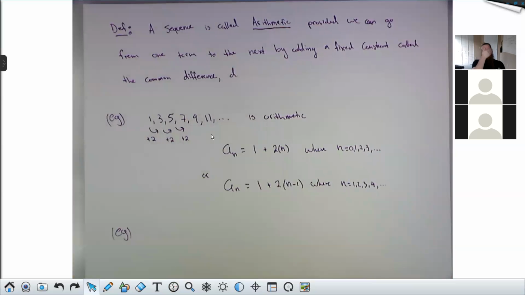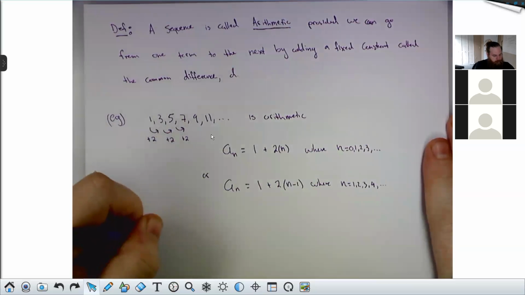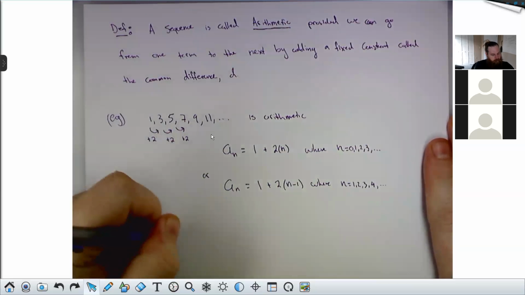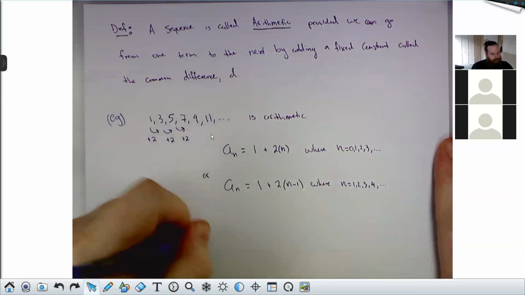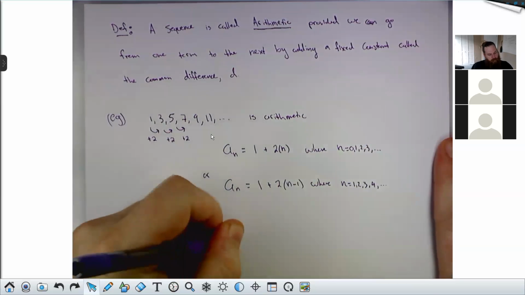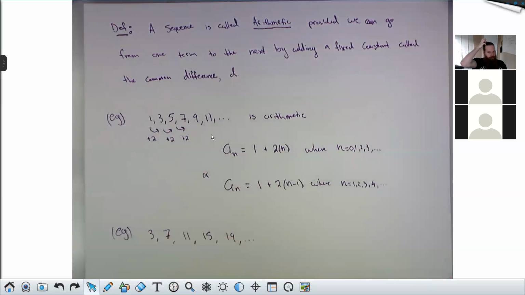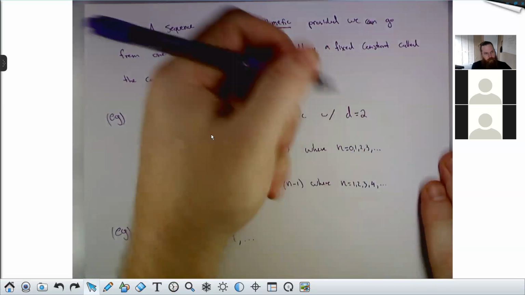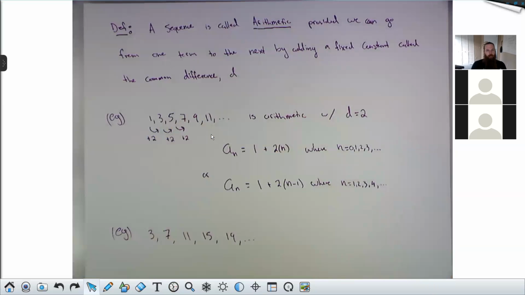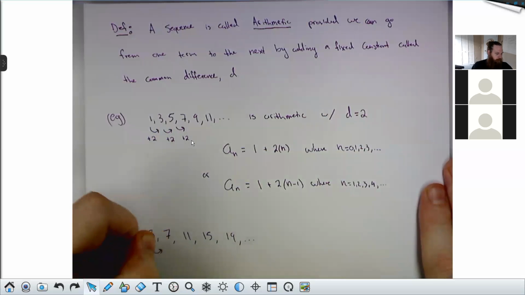So another arithmetic sequence, we could say it would be like 3, and then 7, and then 11, and then 15, and then 19, and so on. What is my common difference here? So this first guy was arithmetic with common difference d equals 2. Just to go from one to the next, we added 2. Here, to go from one to the next, we're adding 4.